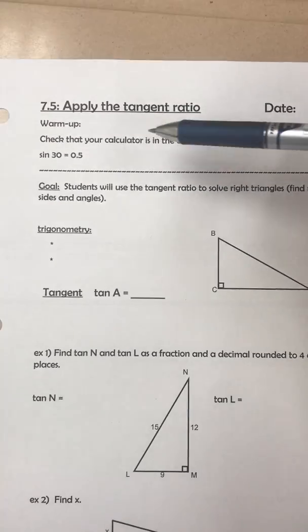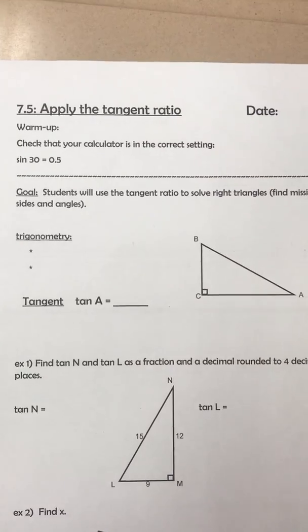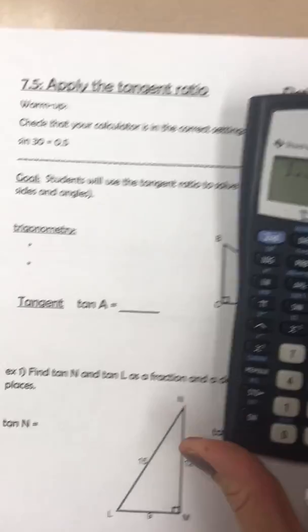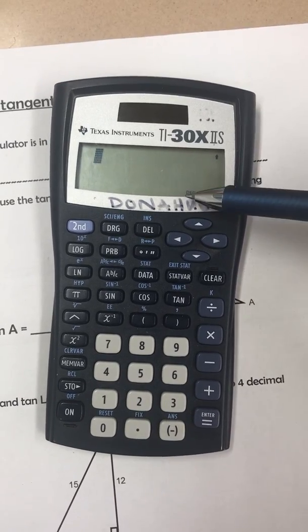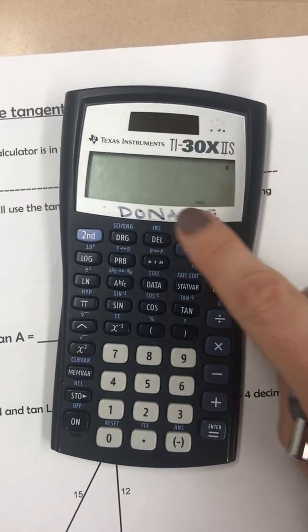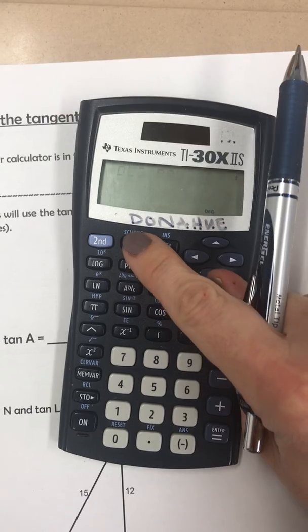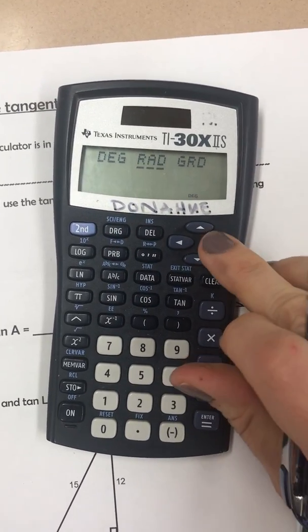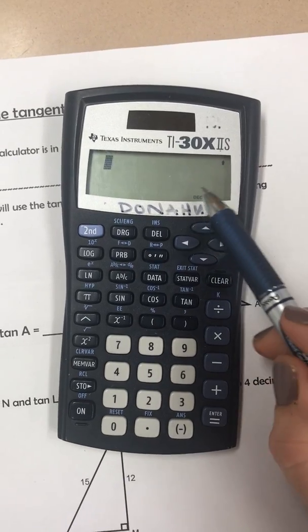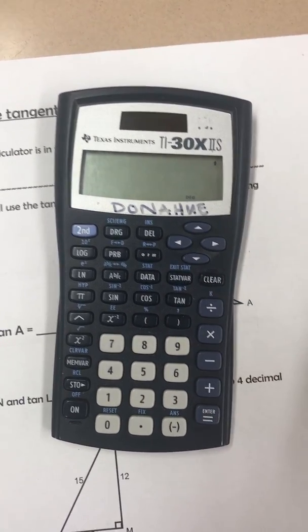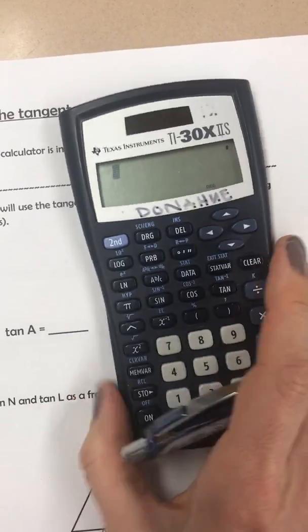One of the things I want you guys to check is that your calculator is in the correct setting. Let me show you on my calculator. You want your calculator to say DEG. There are other settings, so if I hit this DRG button, you can do radians or gradients. We want it in degrees. Same thing if you're using a cell phone or something like that. You want to make sure you're in degrees.